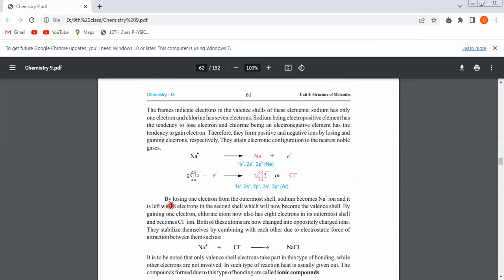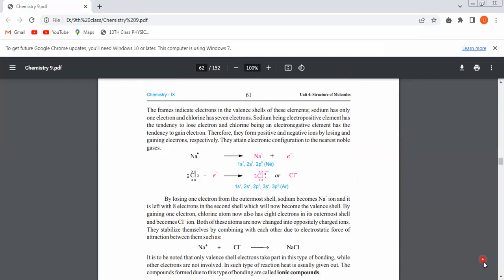By losing one electron from the outermost shell, sodium becomes Na+ and it is left with 8 electrons in the second shell, which will now become the valence shell. By gaining one electron, the chlorine atom also has 8 electrons in its outermost shell and becomes Cl-. And both of these atoms are now changed into charged ions. They stabilize themselves by combining with each other due to the electrostatic force of attraction between them, such as NaCl.